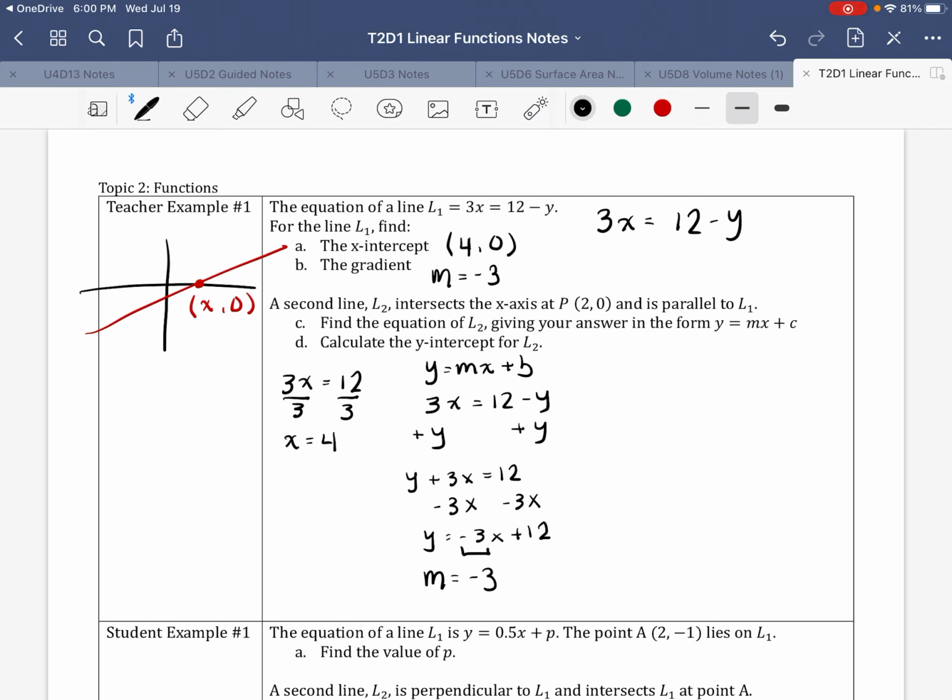Now, a second line, L2, intersects the x-axis at this coordinate point (2, 0). And it is parallel to L1. That means same slope. We're going to write the equation of L2, giving your answer in the form y equals mx plus c. We're going to see that's the same as y equals mx plus b. It's just that the constant c or the constant b represents our y-intercept.